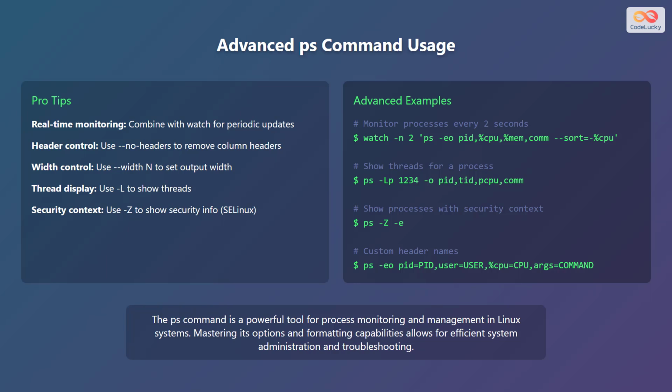Here are some advanced examples. To monitor processes every 2 seconds, use the command watch -n 2 'ps -o pid,%cpu,%mem,comm --sort=-%cpu'. To show threads for a process, use the command ps -L -p followed by the PID -o pid,tid,%cpu,comm. To show processes with security context, use the command ps -Z -e. And finally, for custom header names, use the command ps -o pid=PID,user=user,%cpu=CPU,args=command.